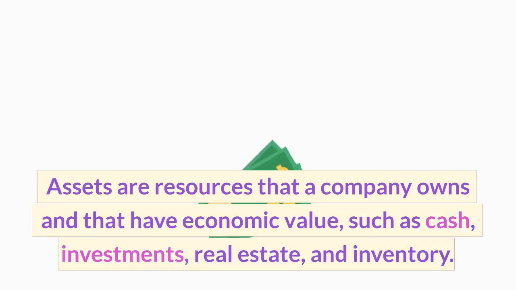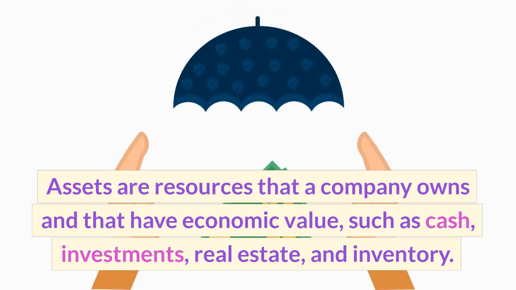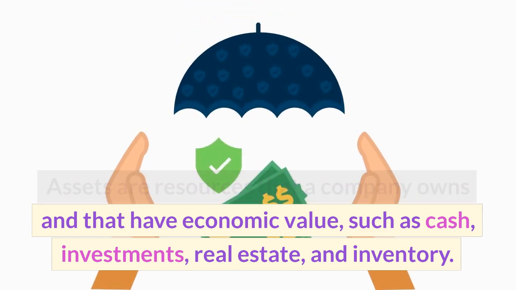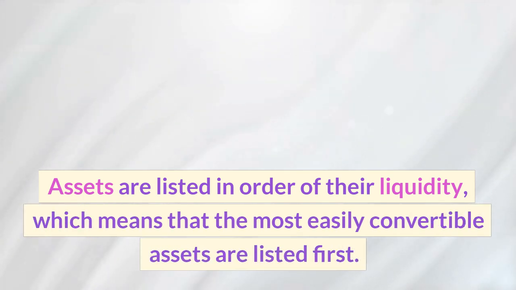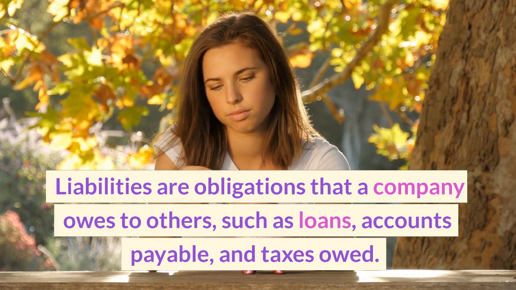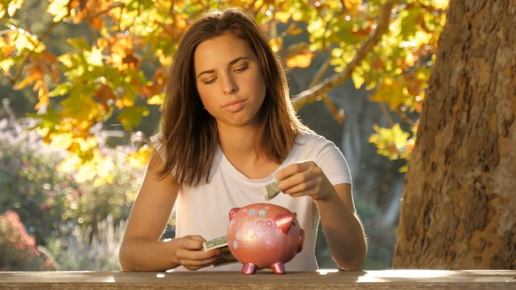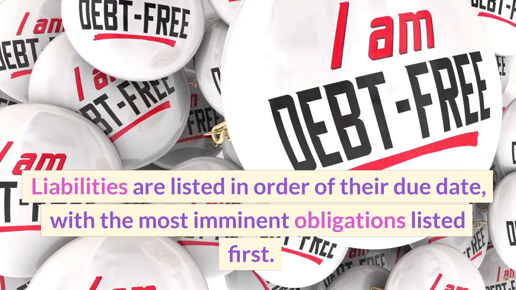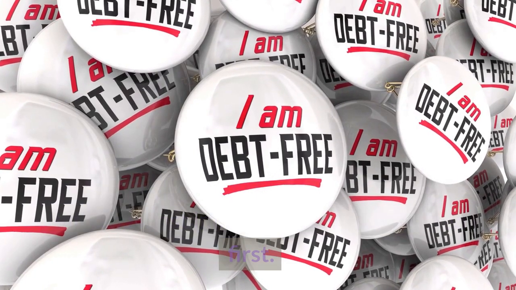Assets are resources that a company owns and that have economic value, such as cash, investments, real estate, and inventory. Assets are listed in order of their liquidity, which means that the most easily convertible assets are listed first. Liabilities are obligations that a company owes to others, such as loans, accounts payable, and taxes owed. Liabilities are listed in order of their due date, with the most imminent obligations listed first.